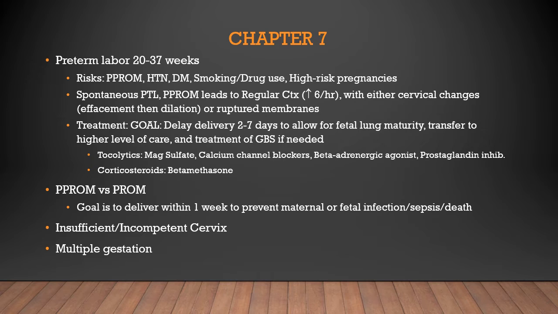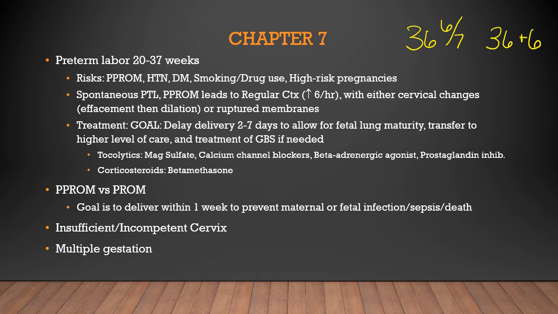Prematurity can be divided into 3 categories: very preterm at 20 to 32 weeks, preterm at 32 to 34 weeks, and late preterm at 34 weeks to 36 weeks and 6 days, which is written as 36 and 6/7 or 36 plus 6. At 37 weeks, it's no longer premature. Many preterm infants also have low birth weights.